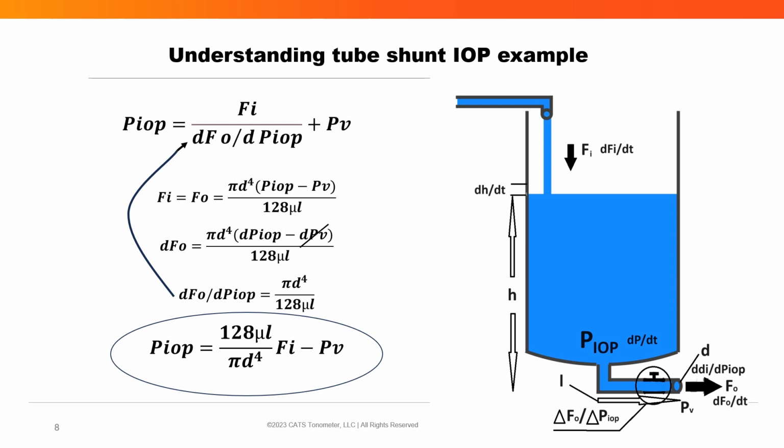At steady state, fluid in equals fluid out, and the time-related terms drop out. The encapsulated reservoir pressure, PV, is constant. Tube resistance to flow is a well-studied function of the change in pressure across the tube, intraocular pressure minus reservoir pressure. Taking the derivatives of both sides of the equation gives us the denominator term DFO dPIOP, which when plugged back into our original equation gives us a solution.